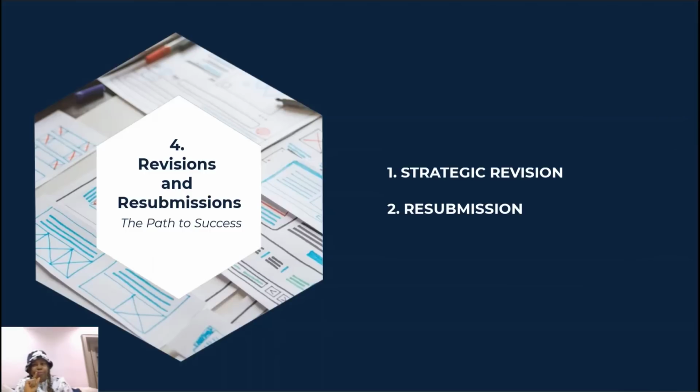Take the feedback from your reviewers seriously. Use it to refine your proposal, whether that means clarifying your objectives, strengthening your methodology, or better aligning with the funding agency's goals. Then you resubmit. Persistence is key. Each time you revise and resubmit your proposal, it becomes sharper and more aligned with what the funding agency is looking for. This persistence often pays off in subsequent funding cycles.